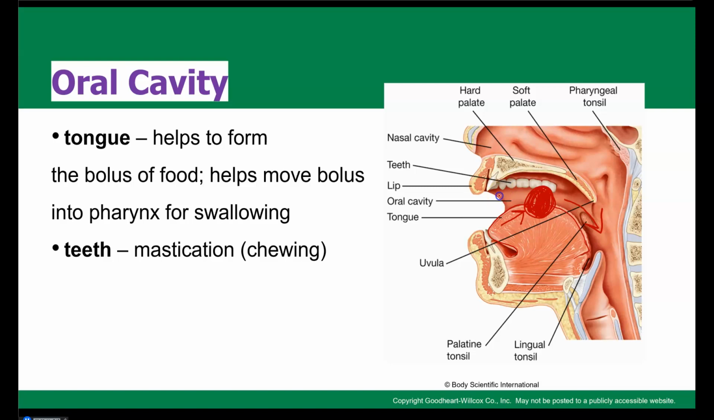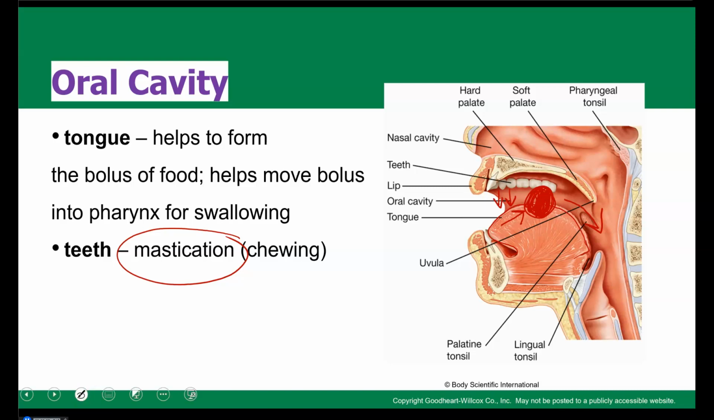And then the teeth are our chompers, right? Teeth are chewing, grinding. And so the term for chewing is mastication. So I do want you to know that term, mastication, for chewing. Okay? So that's the oral cavity.